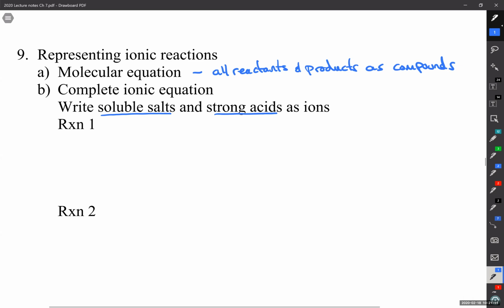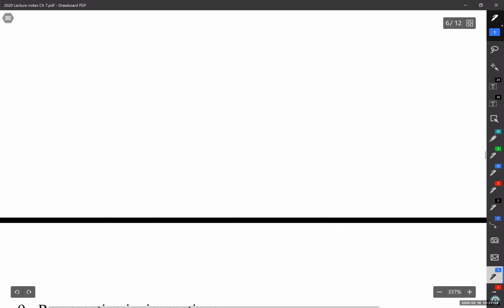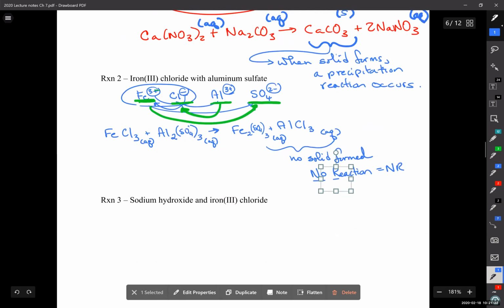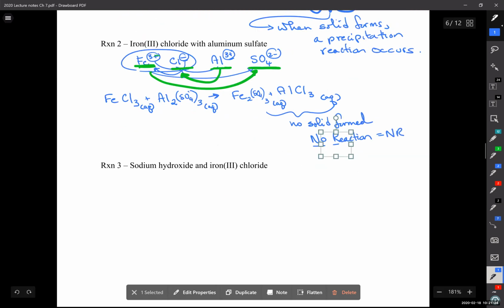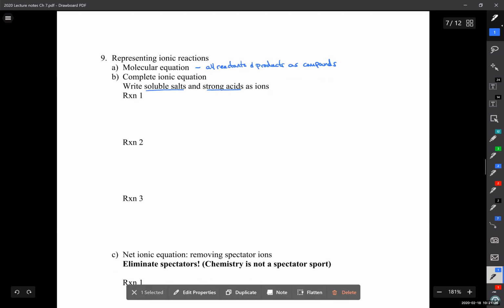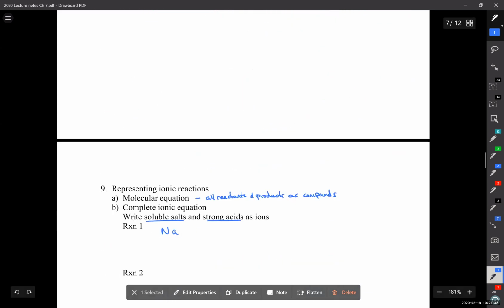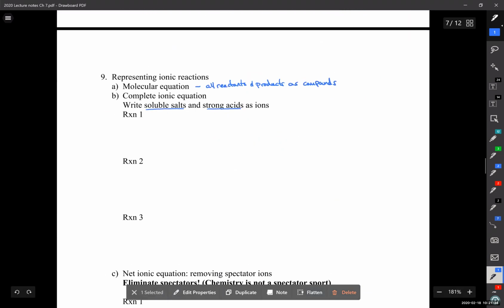Now, for the first reaction, just to go back and look at it real quick, this calcium nitrate reaction and sodium carbonate. If I'm writing that out as an ionic reaction, let me rewrite it here: calcium nitrate and sodium carbonate. So I'll rewrite that equation.